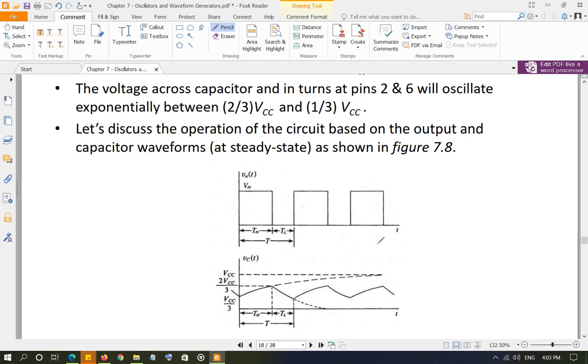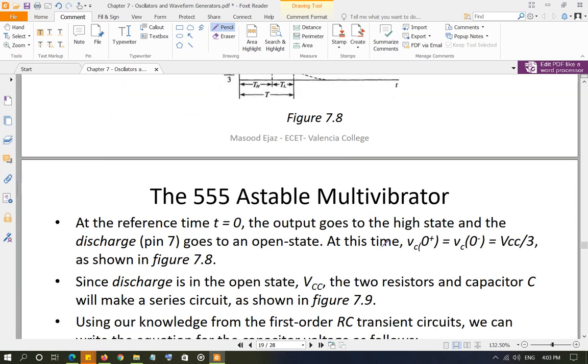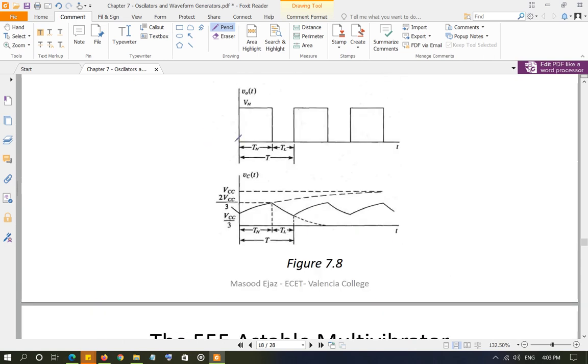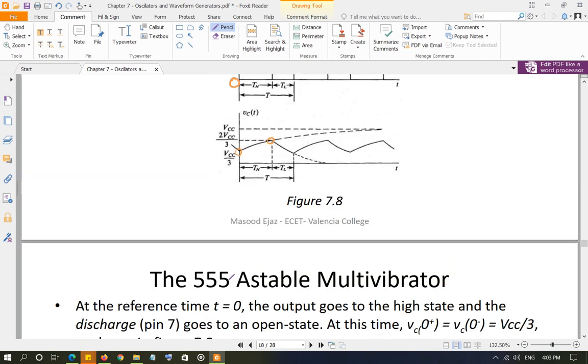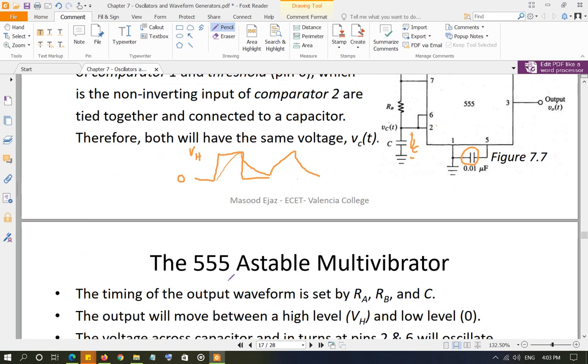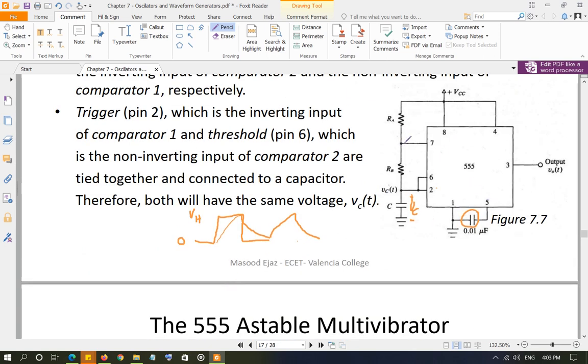So let's look at how the circuit is going to behave. Let's say at reference time t equals 0, this is our 0 reference time right here, the output goes to high and the capacitor voltage was at VCC by 3 and it starts charging towards VCC, and during that course it will go to 2 VCC by 3. So at time t equals 0, output goes to high state. When output goes to high state, pin number 7 goes to open circuit.